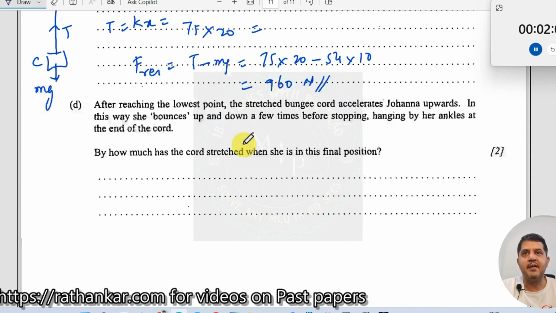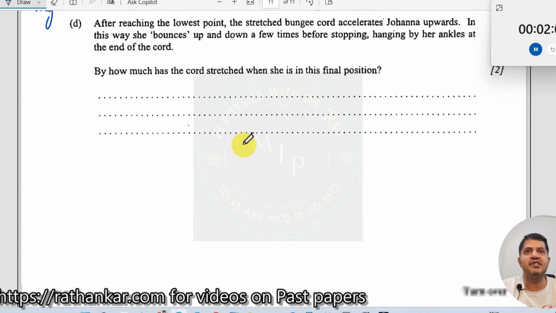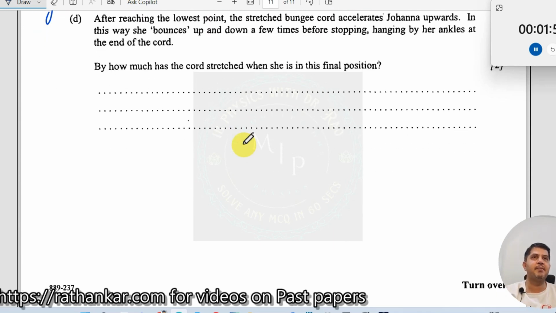Okay. Then after reaching the lowest point, the stretched bungee cord accelerates Johanna upwards. In this way, she bounces up and down a few times more, stopping hanging by her ankles at the end of the cord. By how much does the cord change when she is in the final position? What is the maximum elongation that the cord is being seen? That's the question that we need to answer.